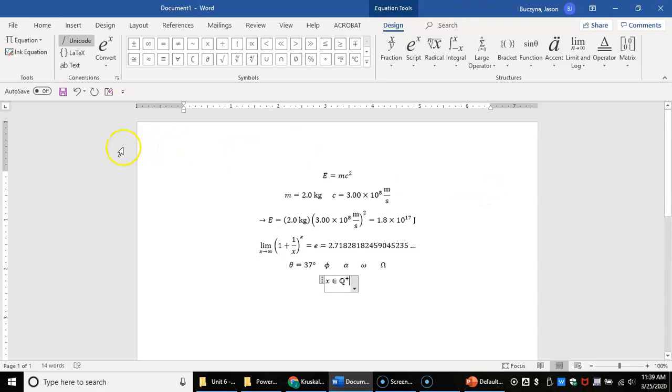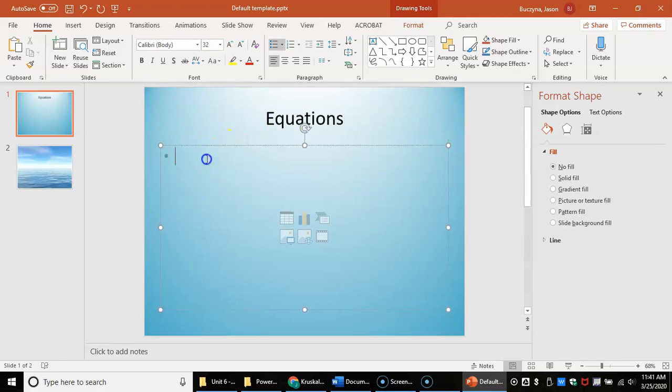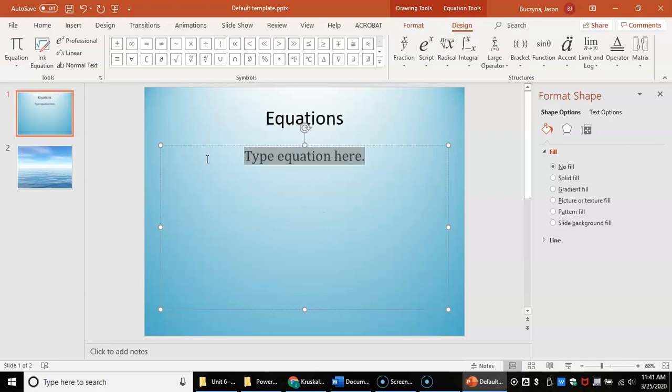So we could also do the same thing in Microsoft PowerPoint. So shifting over to PowerPoint, here I have a little default template that I've opened. So equations, I'll make my title. And I can do the same thing in here. I can do Alt equal, and I get equations.